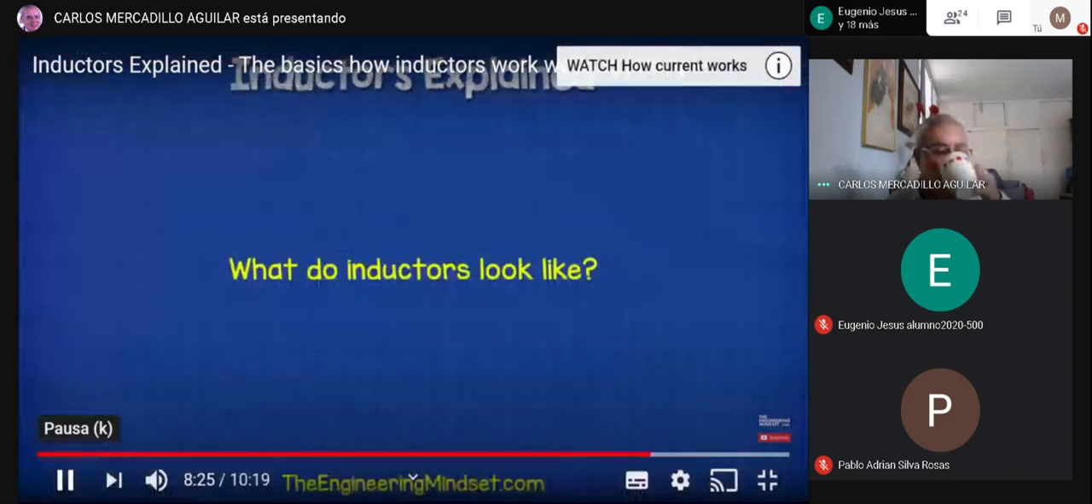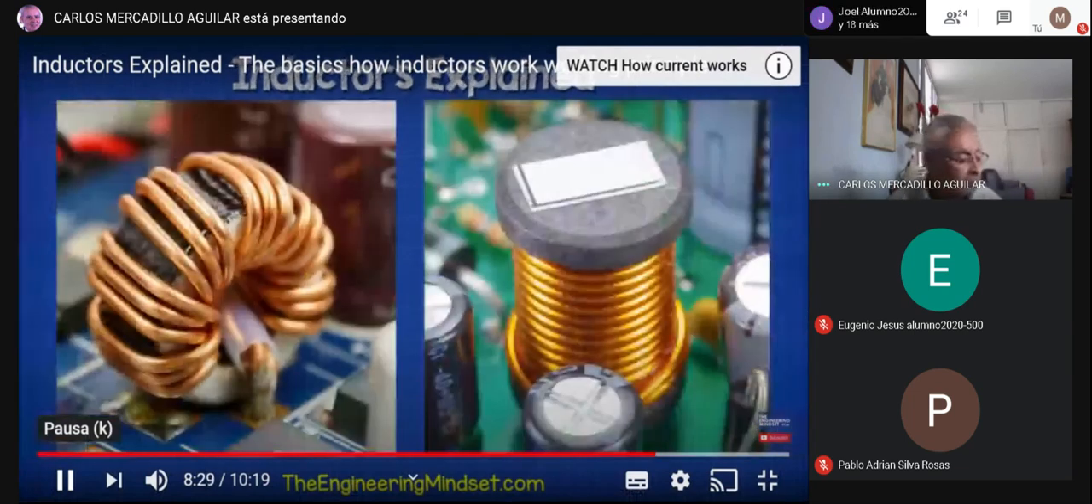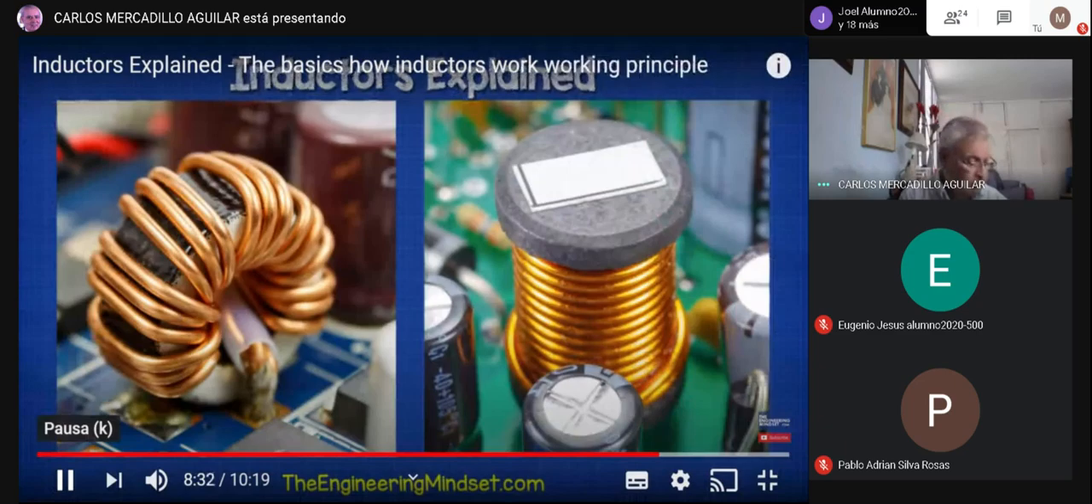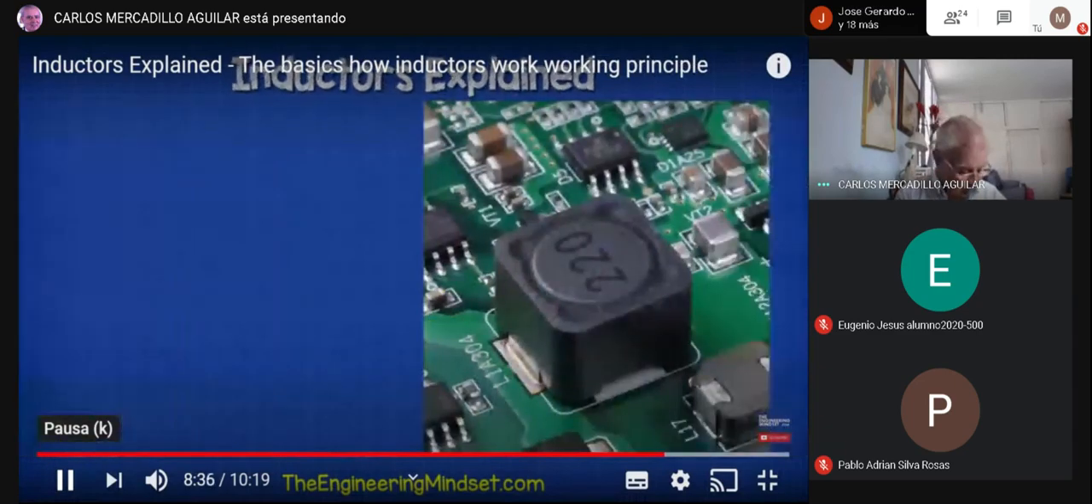What do inductors look like? Inductors in circuit boards will look something like this. Basically, just some copper wire wrapped around a cylinder or a ring. We do get some other designs which have some casing over. This casing is usually to shield the magnetic field and prevent this from interfering with other components.